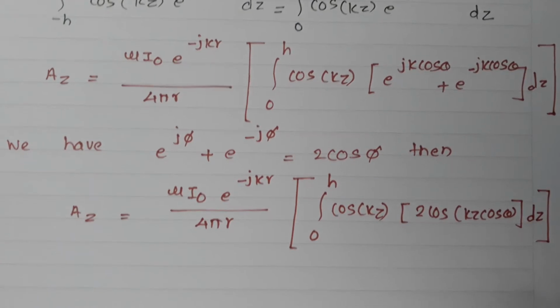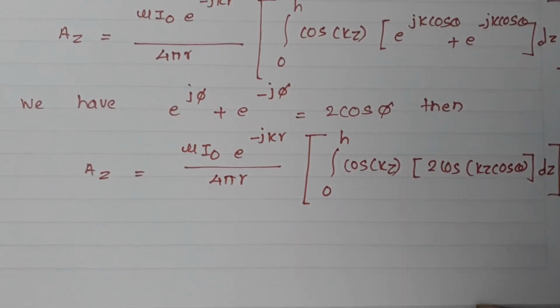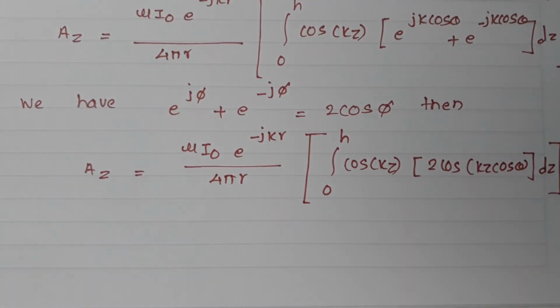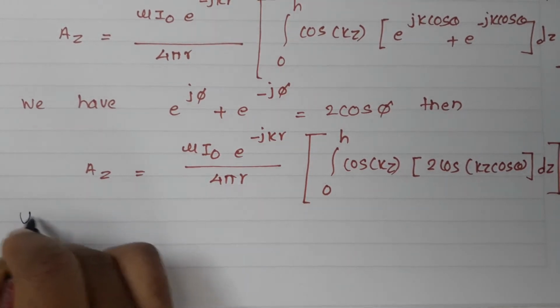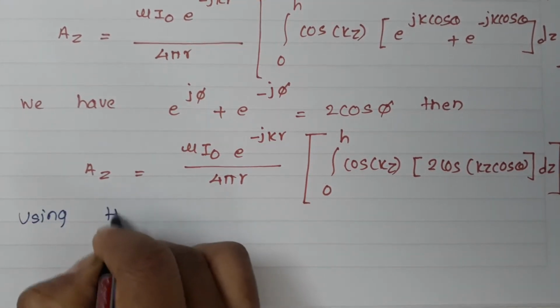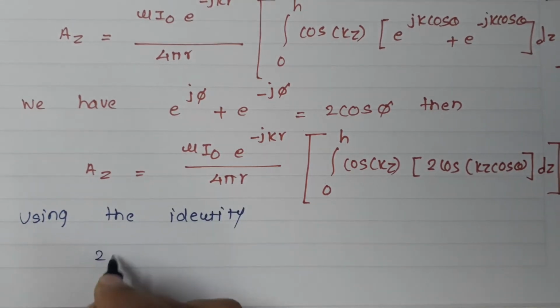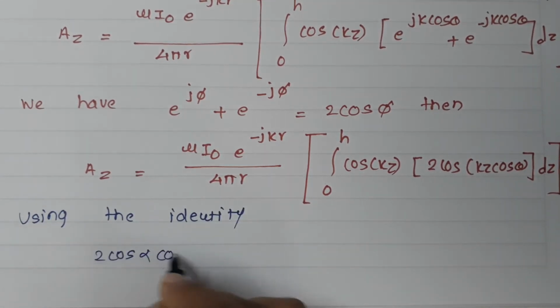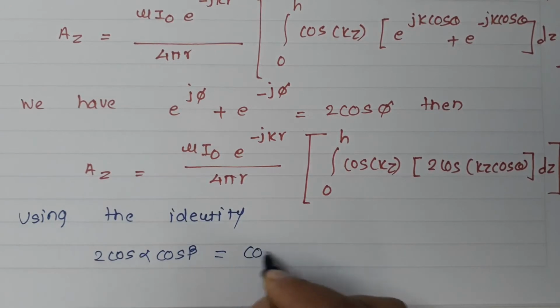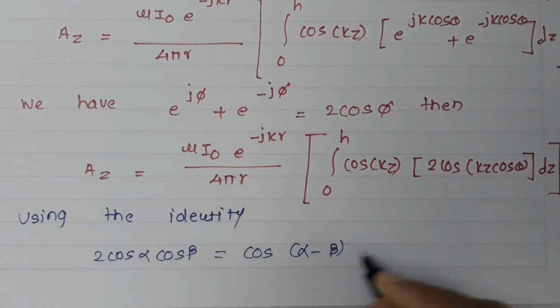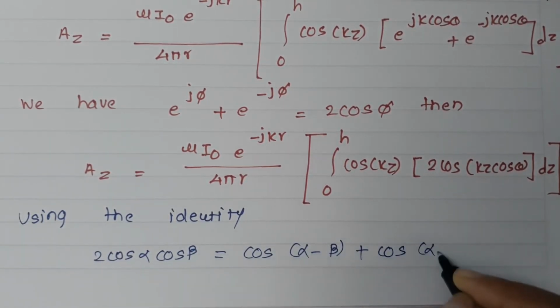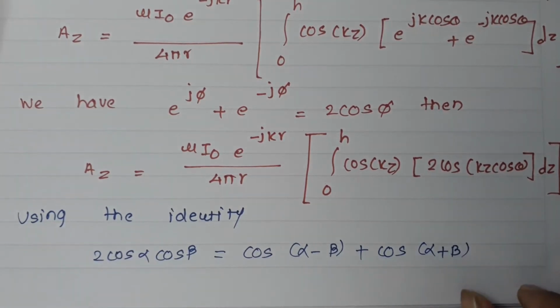Now using this identity further we can write here. I can write, using the identity 2 cos of alpha cos of beta is equal to cos of alpha minus beta plus cos of alpha plus beta. If I use this identity and write this particular equation further, I will get here.